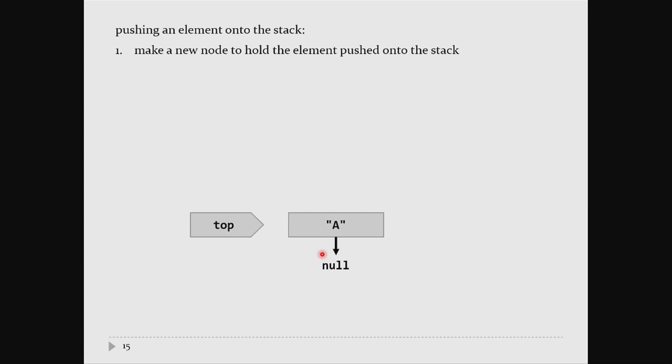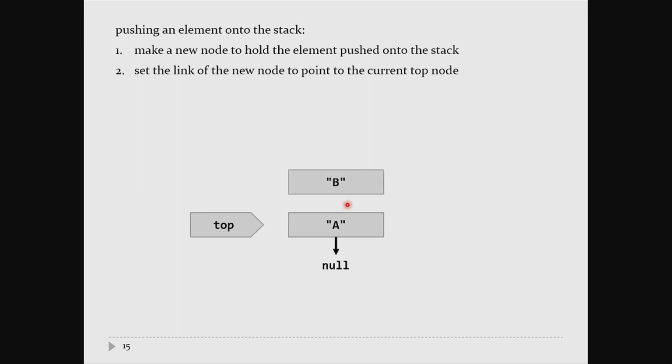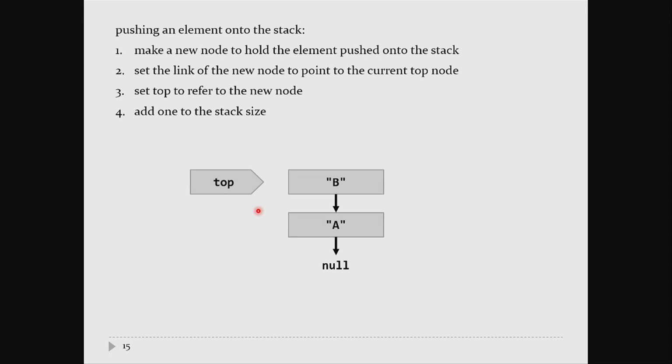Now if I'm going to push an element onto the stack, what I want to do is make a new node and stick it up here, and make it point to the previous old top element. So we make a new node. You set the link of the new node to point to the current top node, so that arrow appears, and you say that the next node to B is the A. Then you move top so that it refers to B. And then you add one to the size of the stack.